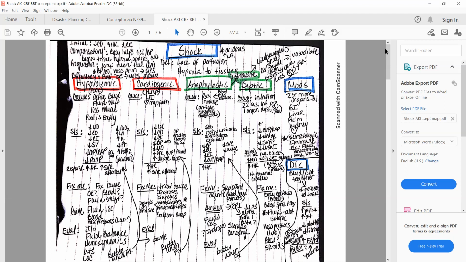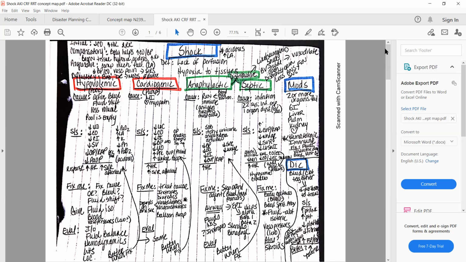So we give a lot of fluid, we culture, we start our broad spectrum antimicrobials, and then we start vasopressors. Norepinephrine, leave a fed or leave them dead. Do we need steroids? Maybe.